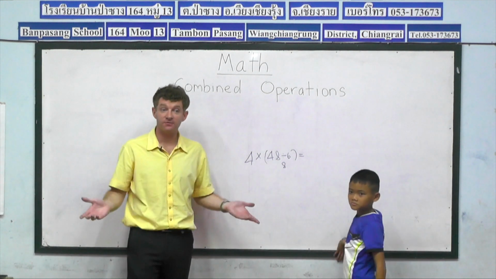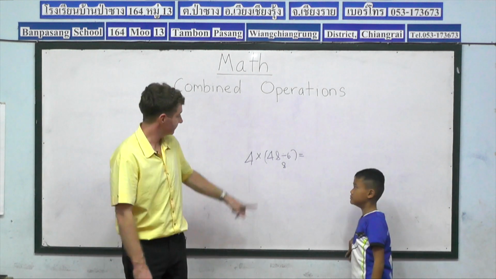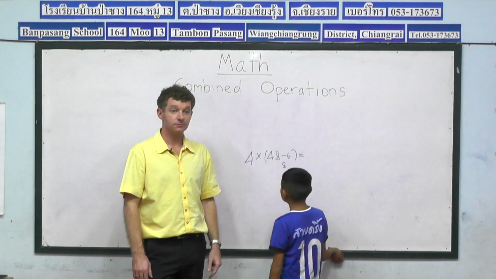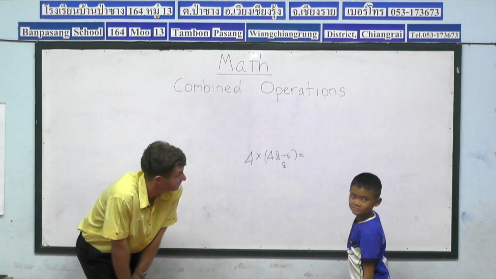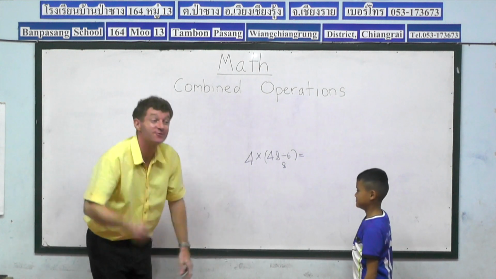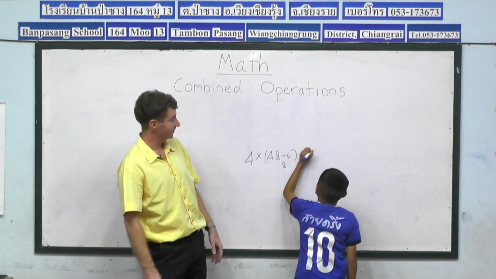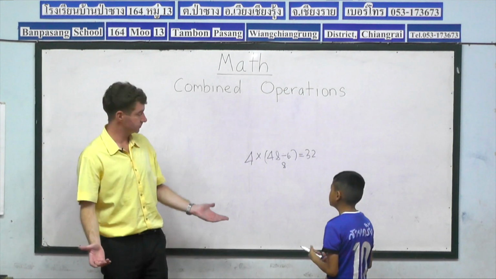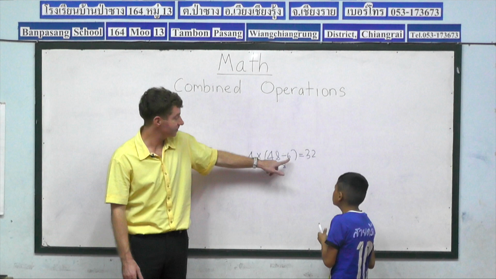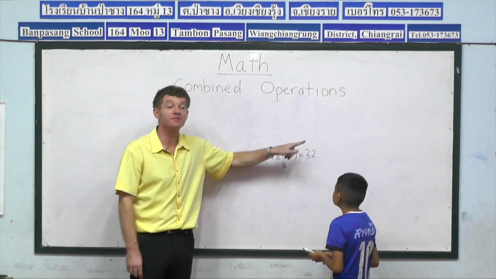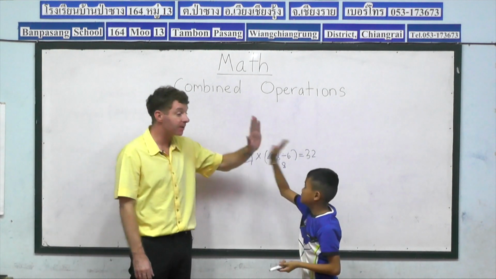Excellent. Are we finished? No. Why not? What do we need to do next? 4 times 8 equals 32. Does it? Chew, are you happy? 4 times 8 equals 32? Yes? Okay, Chew's happy. So we can write here 32. And now we have our answer. All together, guys. 4 times 48 divided by 6 equals 32. Excellent, Chew. That was brilliant. High five. Big round of applause for Chew.